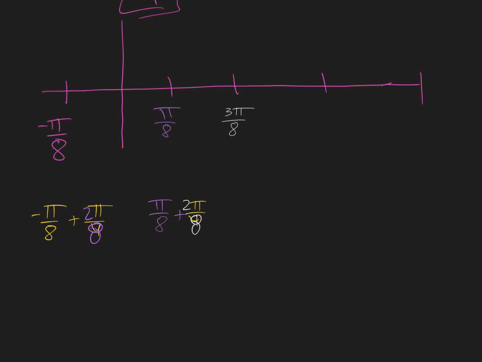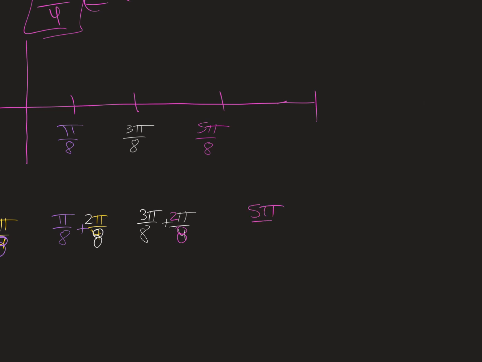Now, some of you are like, can I just know in my head that I'm going to add 2 pi over 8? Absolutely. I'm just showing you very basic so you can see this. I'm going to take now 3 pi over 8, and I'm going to add another pi over 4. But again, pi over 4 is the same as 2 pi over 8, right? So my next tick mark is at 5 pi over 8. To get to the next tick mark, I'm going to take 5 pi over 8 and add another pi over 4, which is the same as 2 pi over 8, which gives me 7 pi over 8. Good.